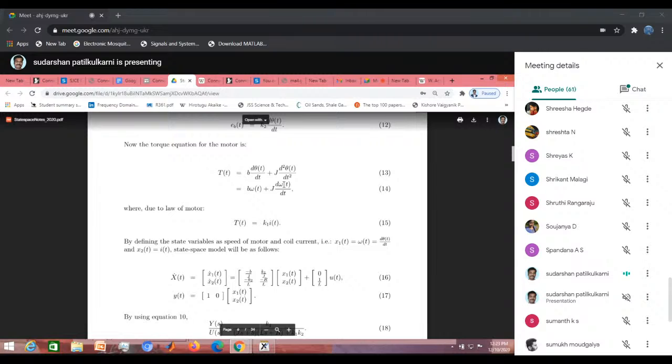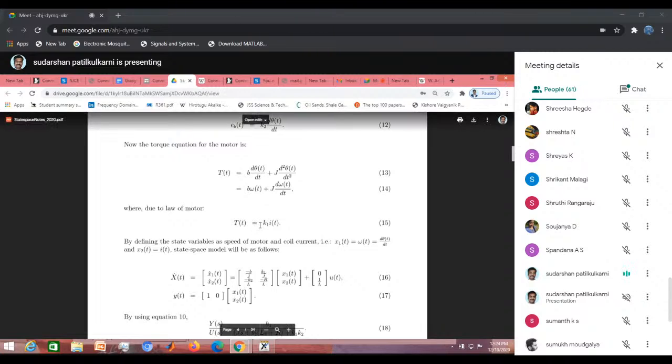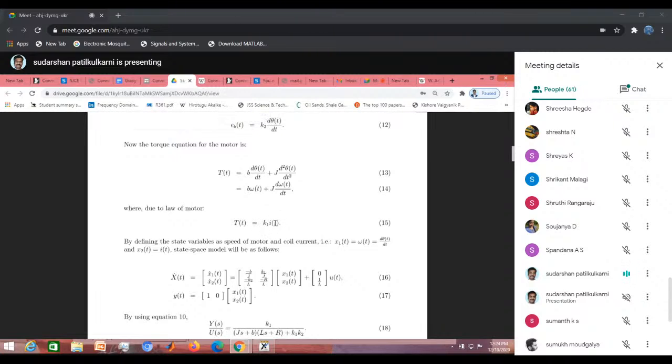Then express d omega by dt as minus b by J omega of t plus k1 by J into I of t. So the second state variable is I of t. So minus b by J omega of t plus k1 by J I of t plus 0 into u of t. u of t is the applied voltage.